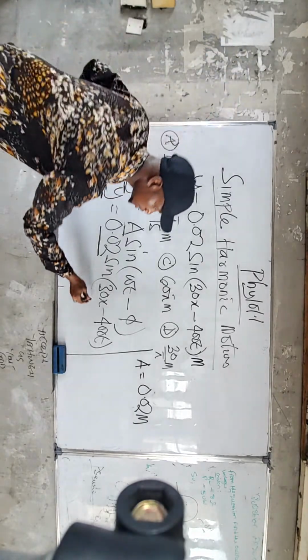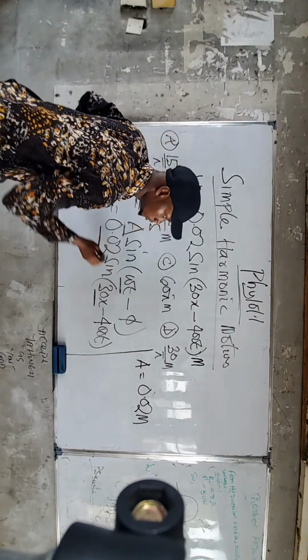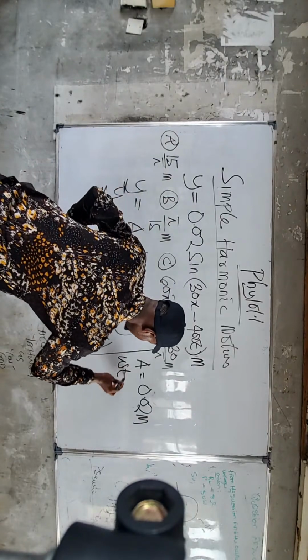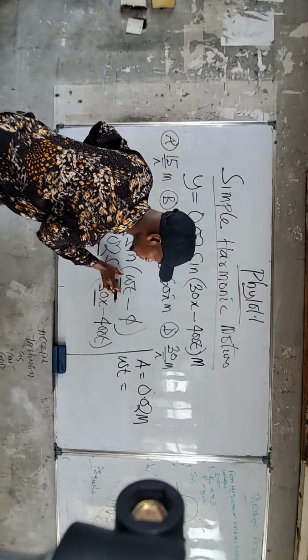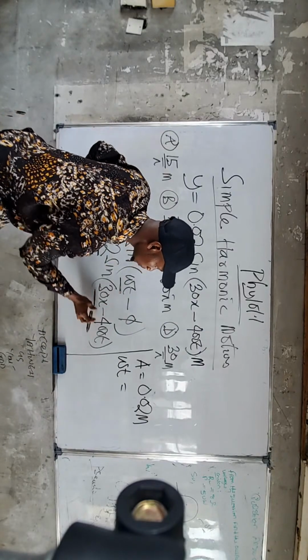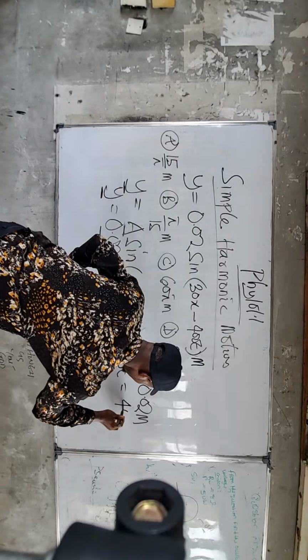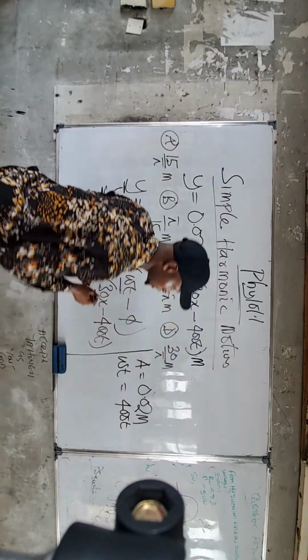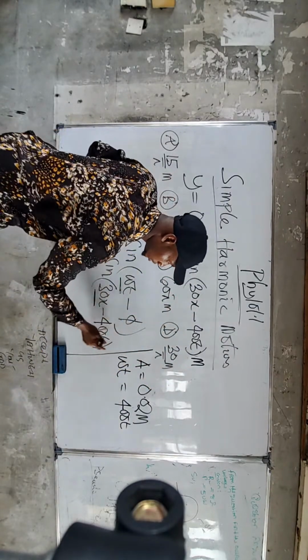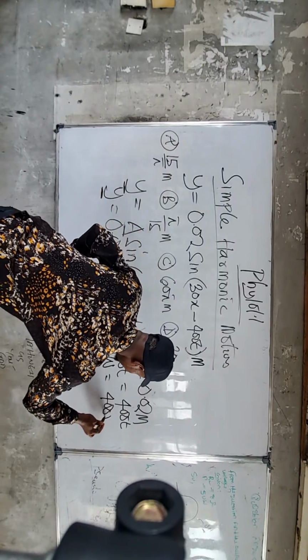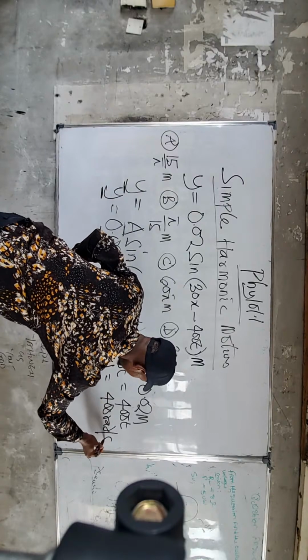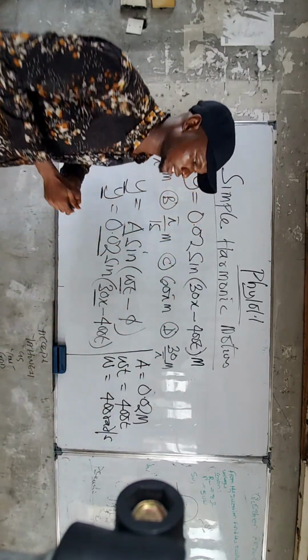Now relating this to this, omega t is equal to, the one having t here is 400t, right? Omega t is equal to 400t. Now divide both sides by t, so I can have omega. That means my omega will be equal to 400 rad per second. The unit of omega is rad per second.